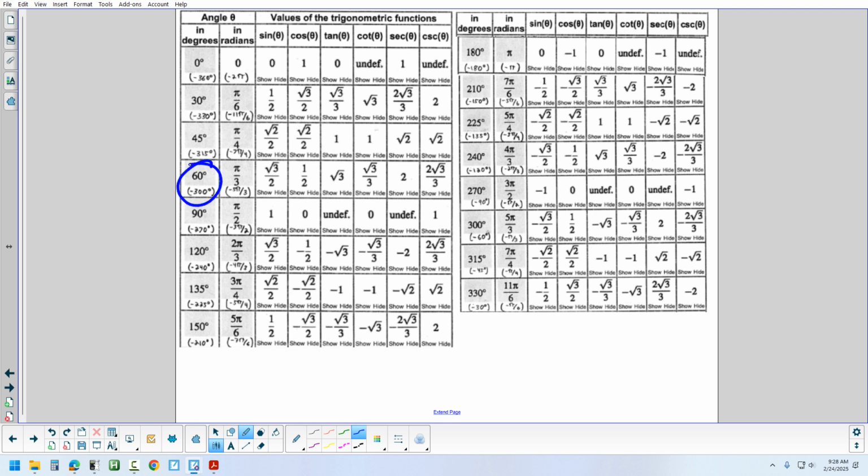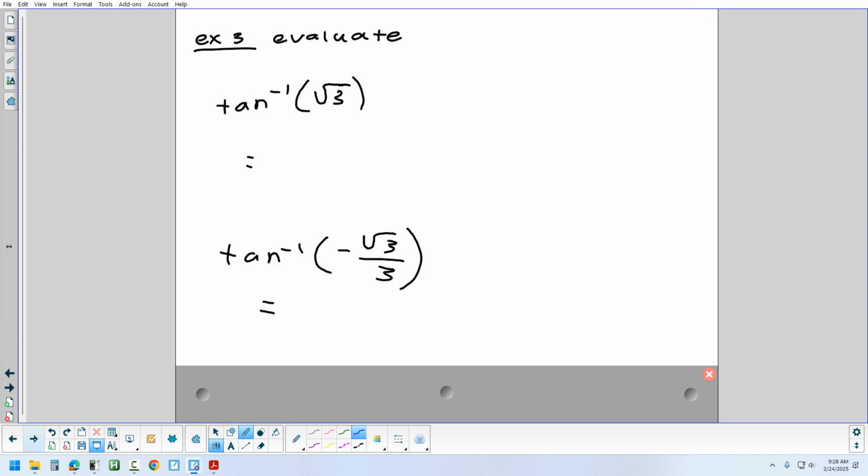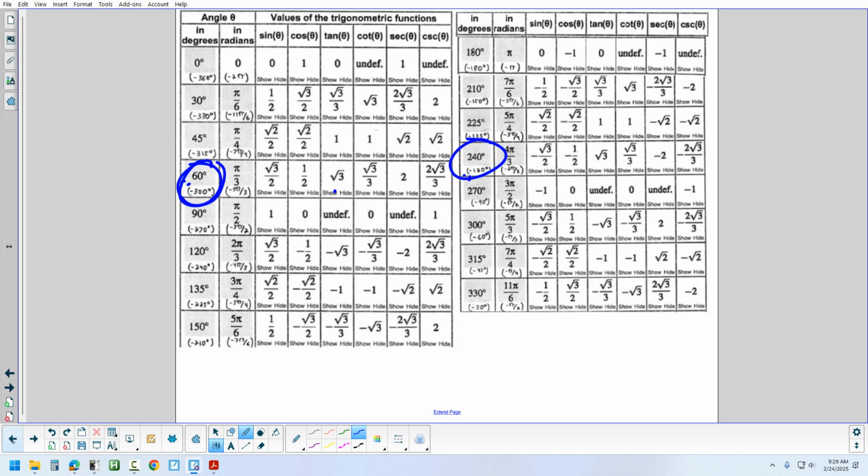Yep, so you're going to see it here. You will see it again at some point over there. But those 2 answers over here are not between negative 90 and 90. Over here, 60 is between negative 90 and 90. Yep. So that's the angle that you could take the tangent of. If you took the tangent of 60, you would get square root of 3. That's the answer, 60. Make sure anytime you put an answer in degrees, you put the circle on it. If you don't put the circle, it's radians. Okay, and inverse tangent of negative root 3 over 3.